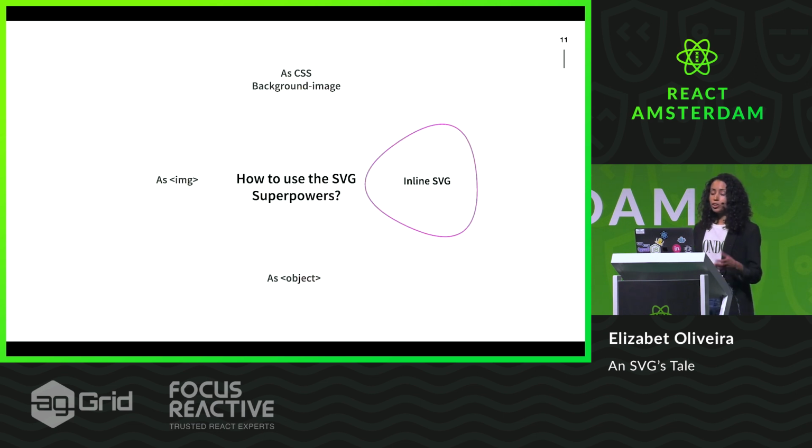You can use an SVG as a background image and as an image, but if you use it this way, you're not using all the superpowers. You're just using the scalable part and the file size part, but you're missing the good part, which is the modifiable. To use the modifiable part, so you can style it and use JavaScript, you have to use it as an inline SVG. I never tried with the object, so I can't tell much, but I recommend the inline SVG.